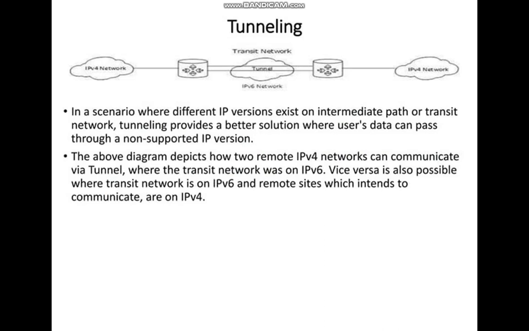Tunneling: in the scenario where different IP versions exist in the intermediate path of the transmitter network, tunneling provides a better solution where the user's data can pass through a non-supported IP version. The above diagram shows how to connect remote IP version networks.